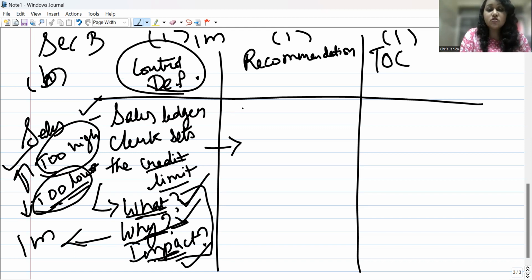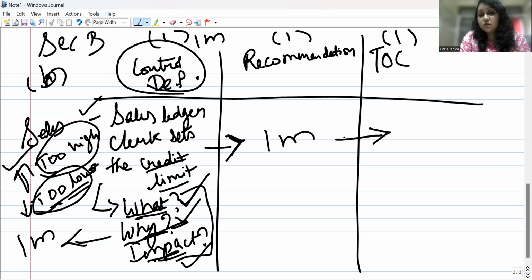Okay. Then coming to the recommendations. So what can you recommend here? Basically, I would say there should be an appropriate higher authority or a senior person who has the eligibility to set the credit limits, and the credit limit set by the senior should also be reviewed by an authorized person or a responsible official. That is going to be my recommendation. So this should be explained in a complete sentence.